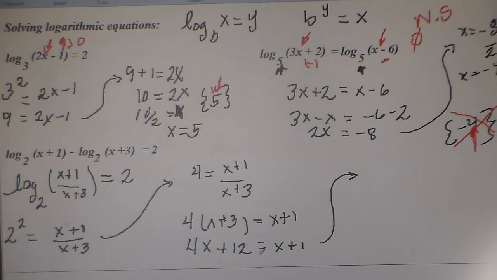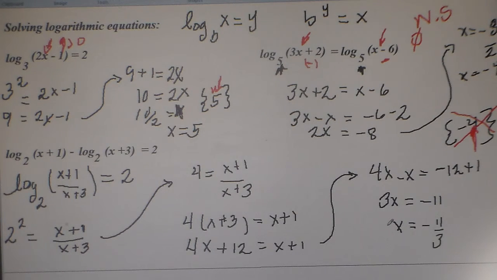And now we're going to group the x terms together. We have 4x minus x equals, then we bring the 12 subtracting, negative 12 plus 1, or 1 minus 12. 4x minus x is 3x. Negative 12 plus 1 is negative 11. x is equal to negative 11 over 3. This is, in this case, my solution.